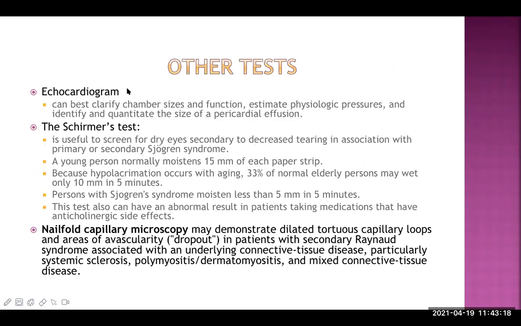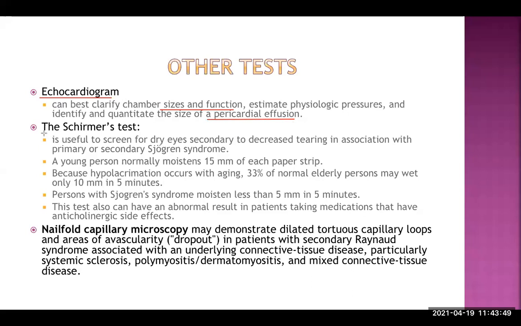What are the other tests? See there. Important questions can again be asked in the exam. Echocardiography. Now, echocardiography can show different features of heart function. What is the chamber size? What is the function of the heart? What is the ejection fraction? And how much pericardial effusion is there? So all that information is provided by echocardiography.